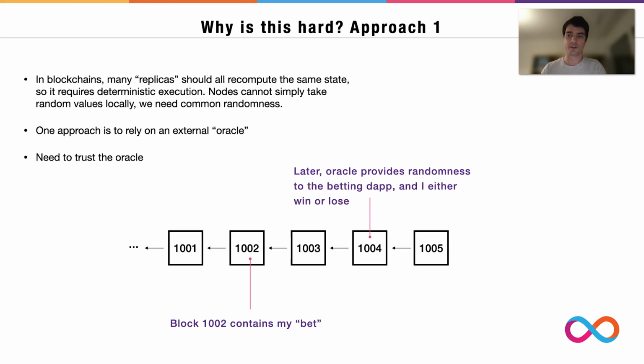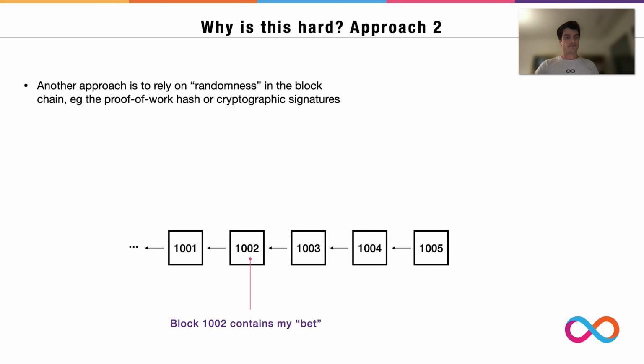So this is not what we want to do if we want to keep the security assumptions limited to the internet computer. A different approach would build on the observation that typically in blockchains, you already have some random looking values around anyway. So maybe you can leverage that.